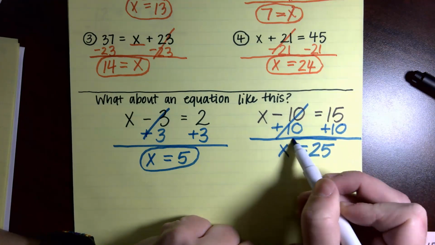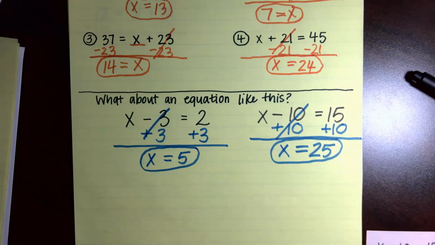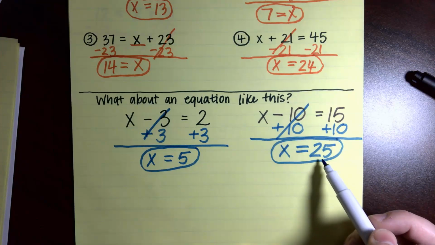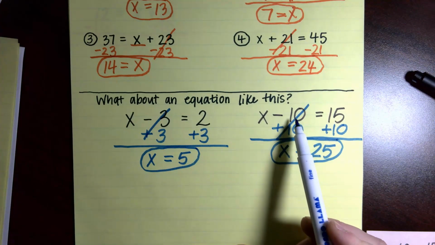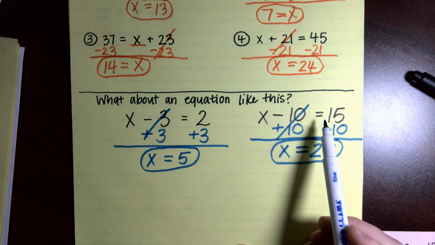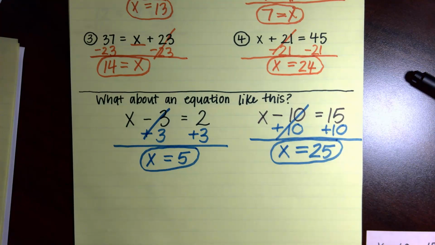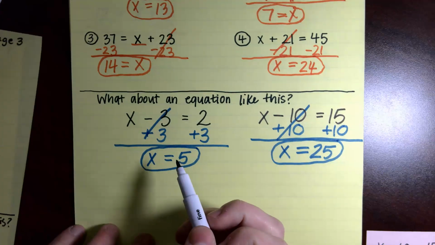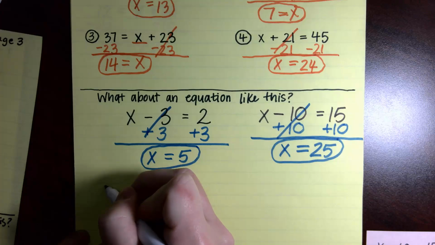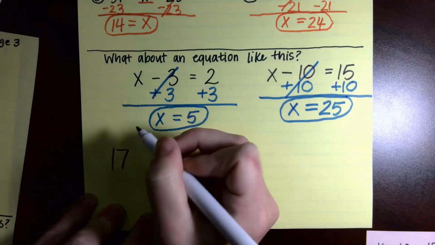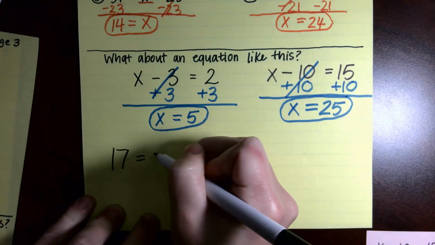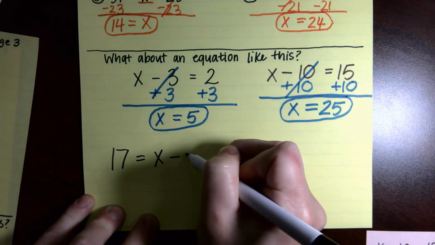25. Good. And we know we got the right answer because if we plug 25 in for x, 25 minus 10 is the same thing as 15. Those are equal, so we know we did it correctly. Okay, let's do another one together. Let's try one where our answer is on the other side. We're going to do 17 equals x minus 20.